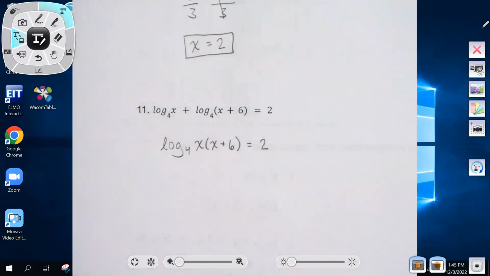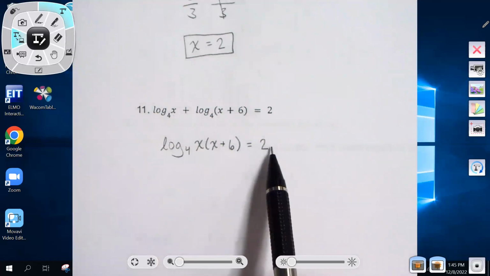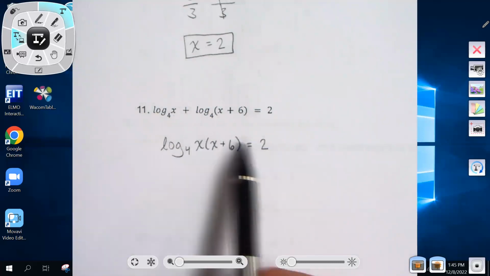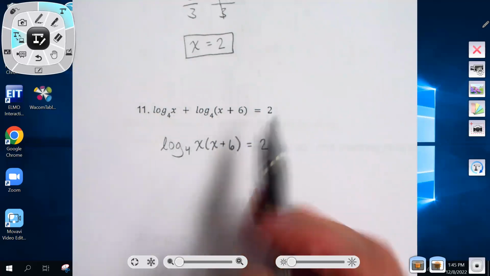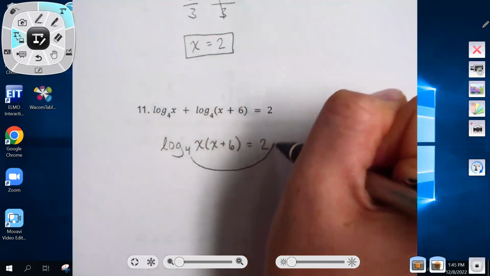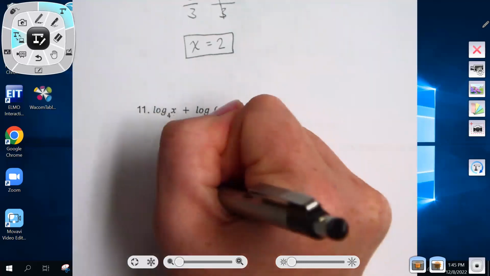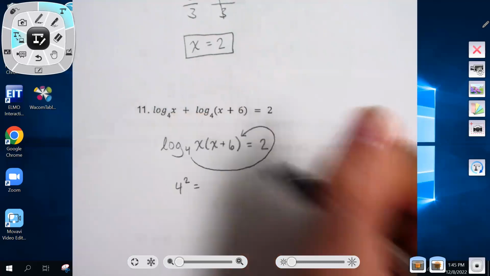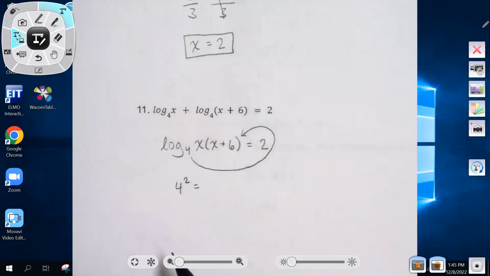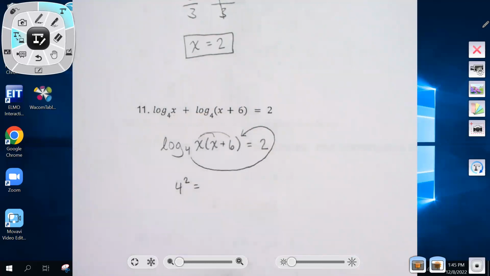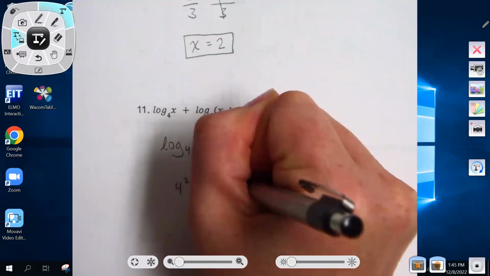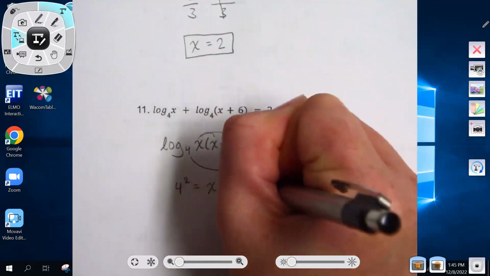Now we have a logarithm on one side with just a number on the other side. So this is basically how we started in number 9. And what we did in number 9 was to change to exponential form. So that's what we'll do here. 4 squared equals x times x plus 6. Let's go ahead and multiply by distributing the x. So we get x squared plus 6x.